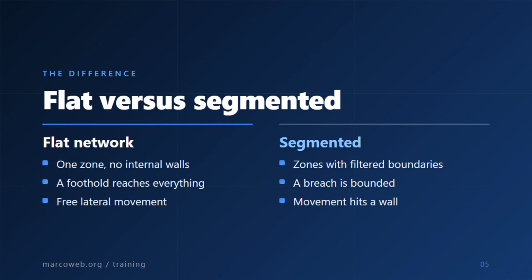So picture the difference. A flat network is one zone with no internal walls, a foothold reaches everything, and the attacker moves freely. A segmented network has zones with filtered boundaries, a breach is bounded, and movement hits a wall. Had the network in the scenario been segmented, the compromised laptop would have hit a boundary long before the backups.